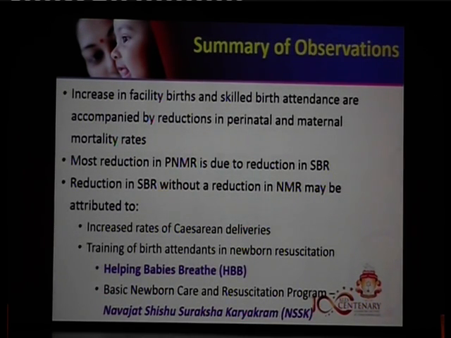The observations include: increase in facility births and skilled birth attendance are accompanied by reductions in perinatal and maternal mortality rates. Most reduction in PNMR is due to reduction in stillbirth rate. We shifted the place of birth and the birth attendance. As a result of that, stillbirths have come down. That is, SBR without a reduction in NMR may be attributed to an increase in rates of cesarean deliveries.